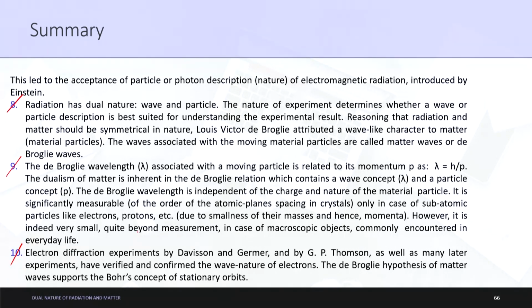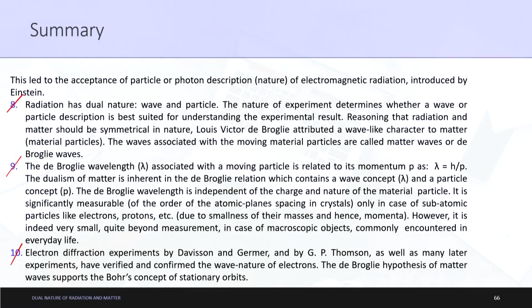And finally, electron diffraction experiments by Davisson and Germer and by G.P. Thomson, as well as many later experiments, have verified and confirmed the wave nature of electrons. The de Broglie hypothesis of matter waves supports Bohr's concept of stationary orbits.